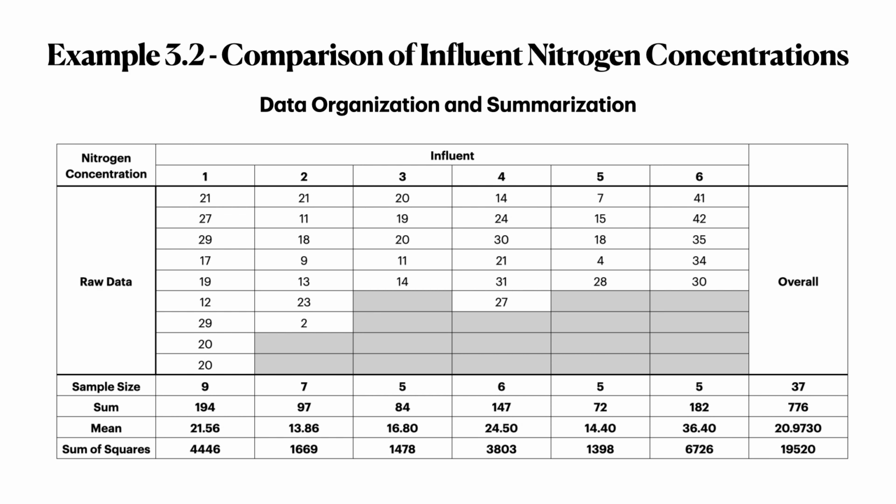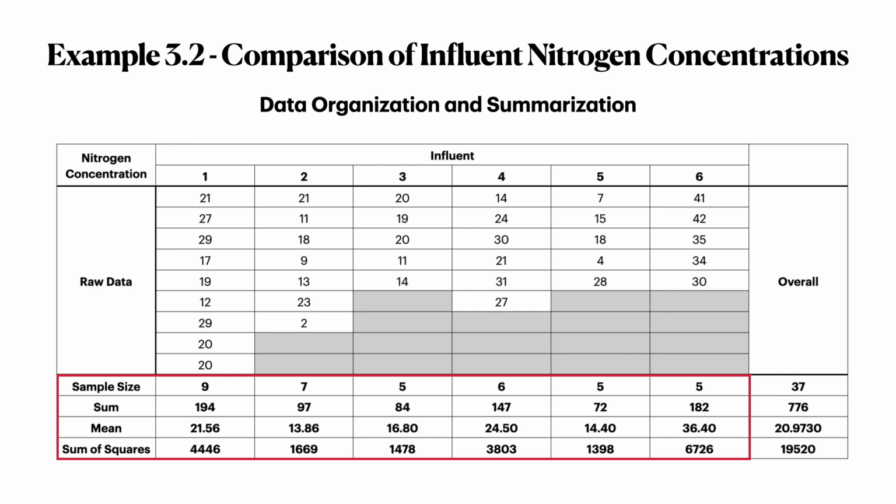Here we have a tabular representation of the data set. The columns in the table correspond to the 6 influents, or the 6 samples that we have. The body of the table contains the raw data. And at the bottom of the table, we have 4 summary rows. These are summaries of the 6 influents or 6 samples in the data set.